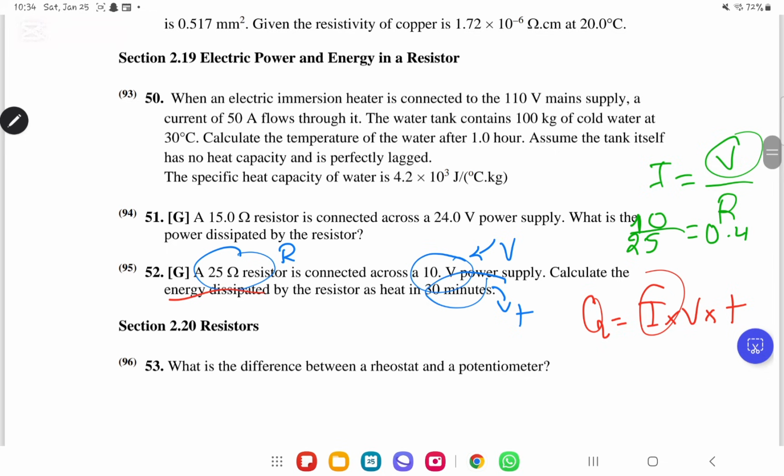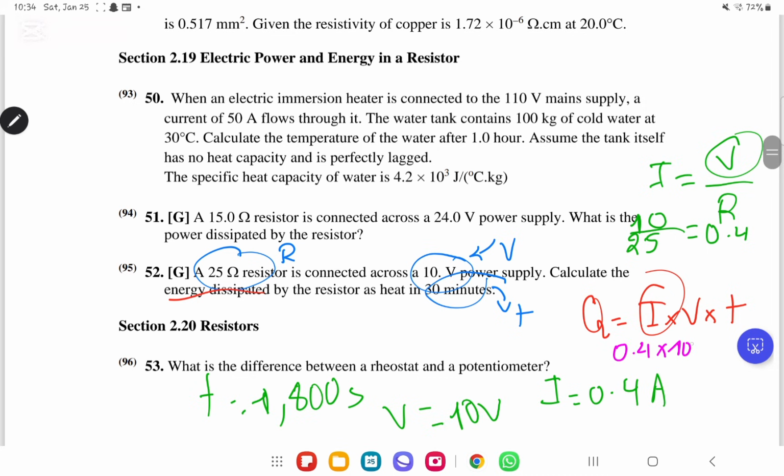So we have our current, which is now 0.4, so I is equal to 0.4. We have our voltage, which is 10 volts. All we need is our time in seconds. So it's going to be 30 minutes times 60 seconds, so 1,800 seconds. Then, if we put them all together, it's 0.4 times 10 times 1,800, which gives us an answer of 7,200 joules. Now pay attention if they want it in joules or kilojoules.